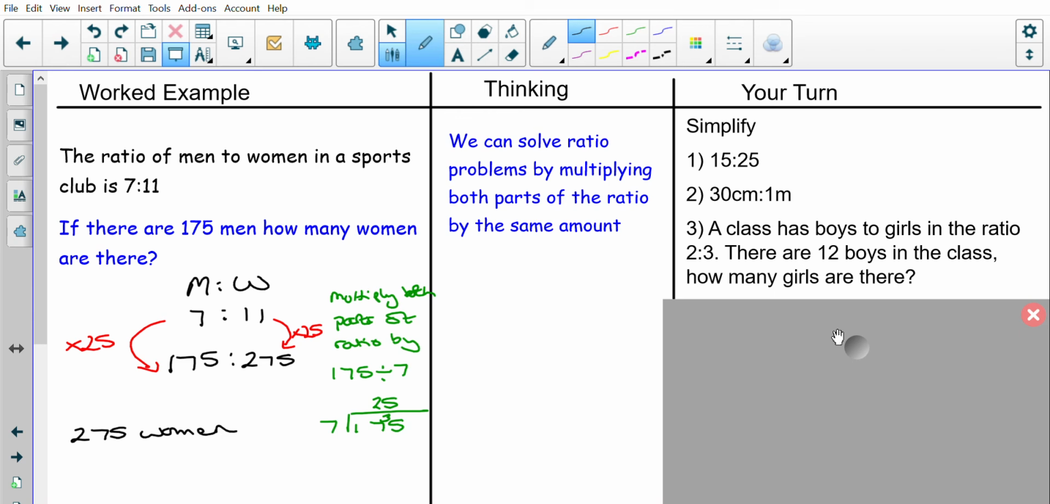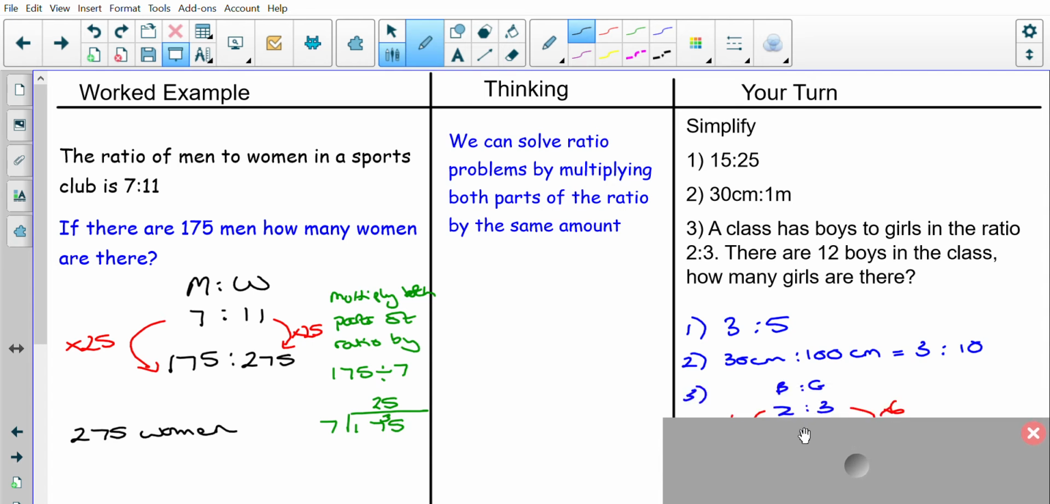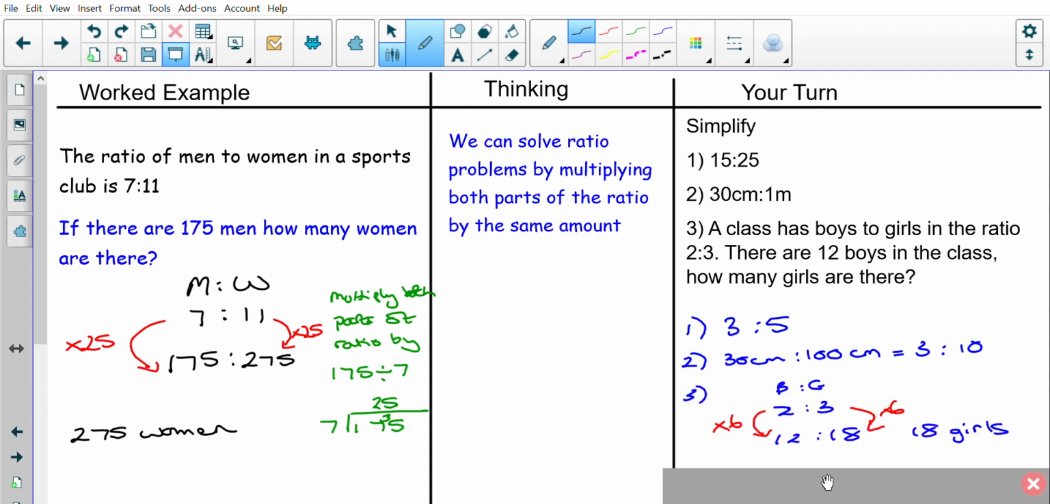So hopefully you've restarted the video after trying the your turn questions. So the answers we should have are 3 to 5 for question 1, 3 to 10 for question 2, and question 3 you can see my working there, but for 12 boys there would be 18 girls.